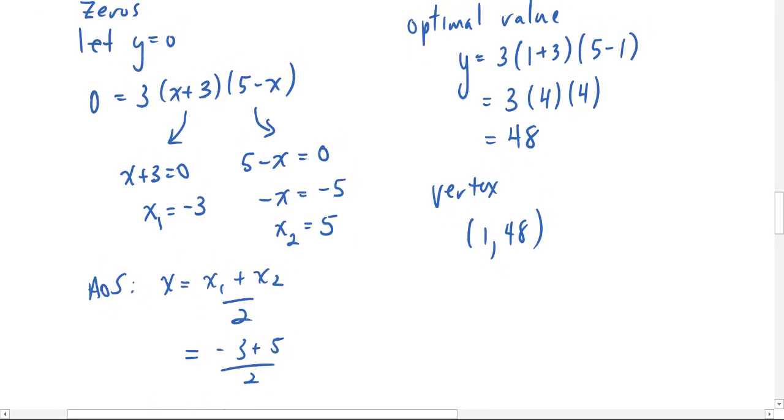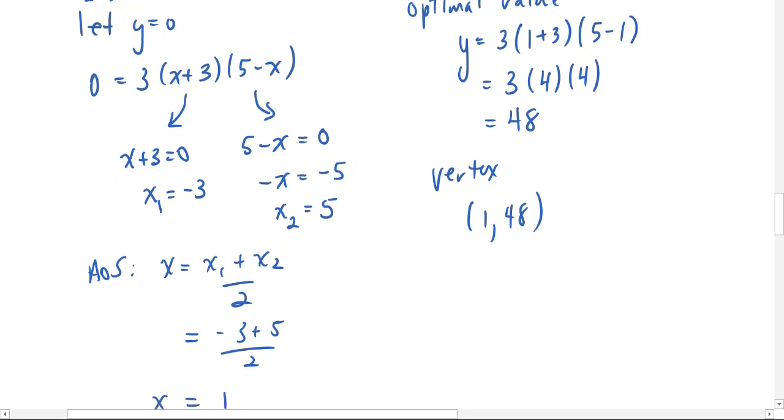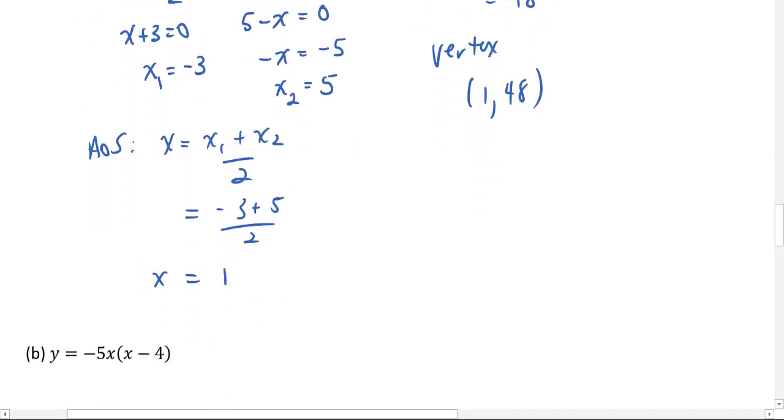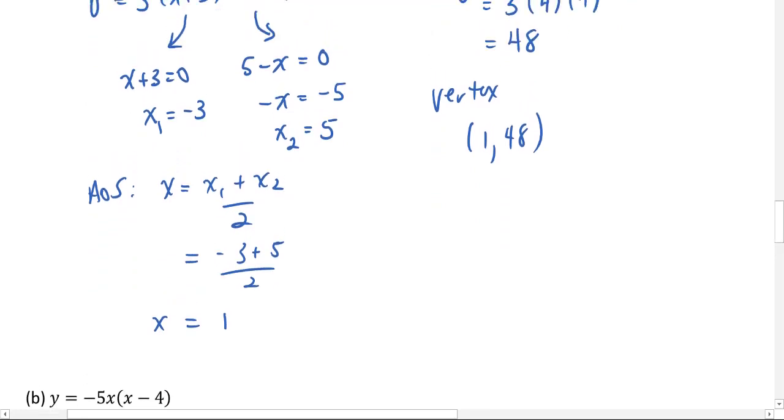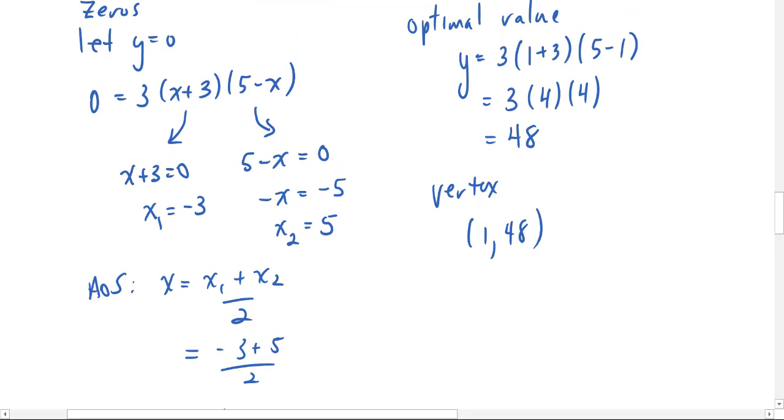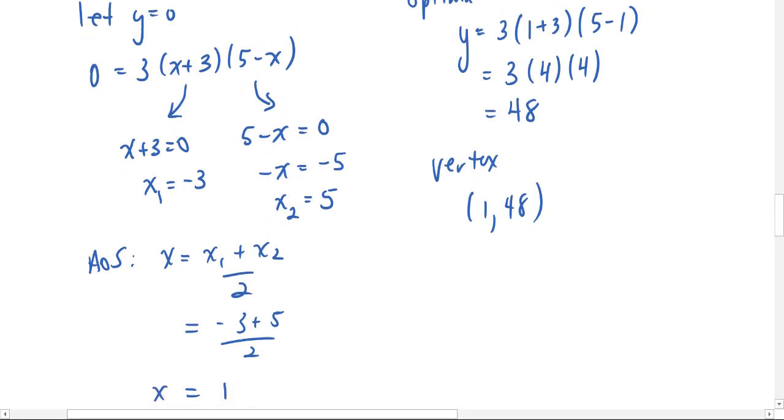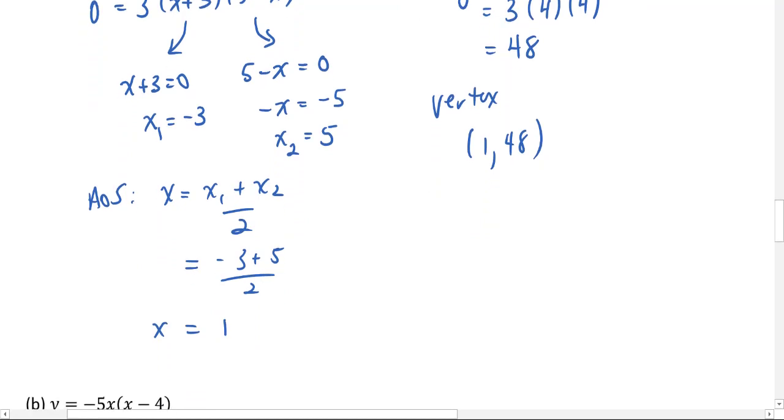So we started with the zeros. We got -3 and 5. We found the axis of symmetry, which is x equals 1, and we add the two zeros and divide by 2. We find the optimal value, which is 48. Put them together and you have your vertex. And now we can sketch this parabola.